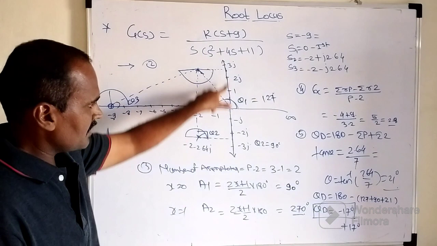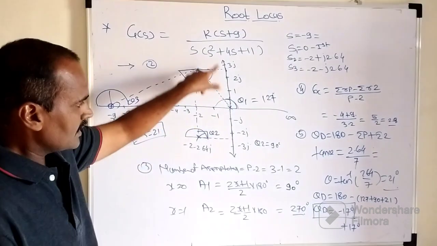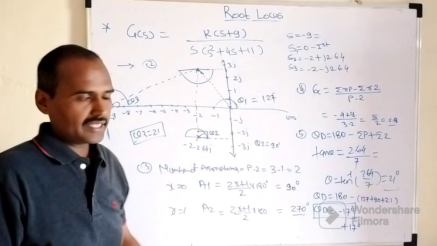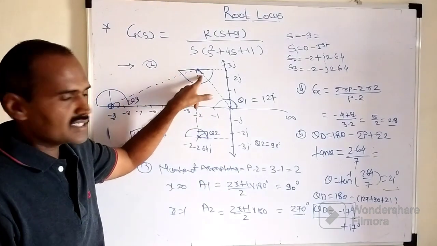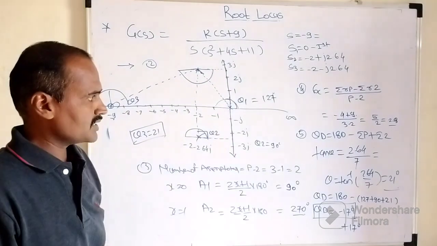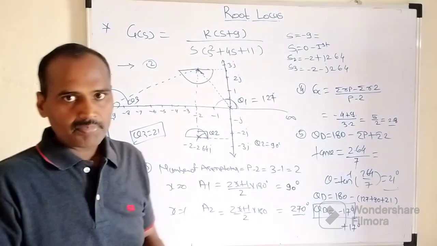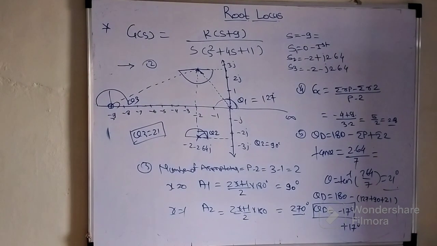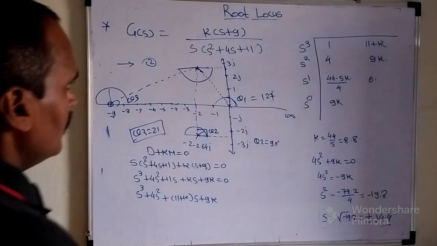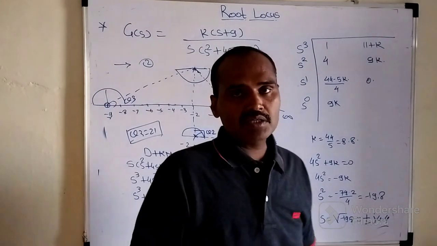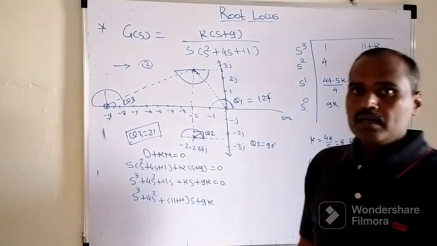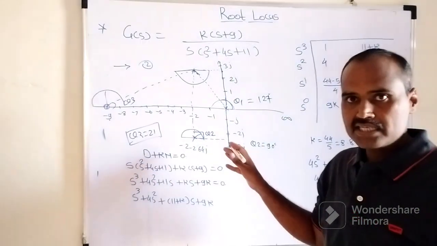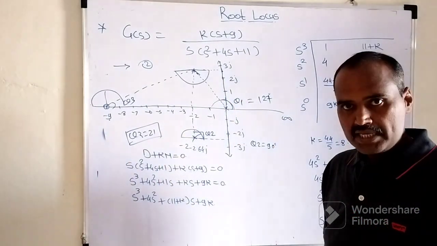Then after that we need to determine the intersection of this root locus on this j omega axis, the intersection of this root locus on that imaginary axis, right? So in the next step, what do we need to do here? Okay friends, in the next step we need to find out the intersection of this root locus on this j omega axis, or this imaginary axis.